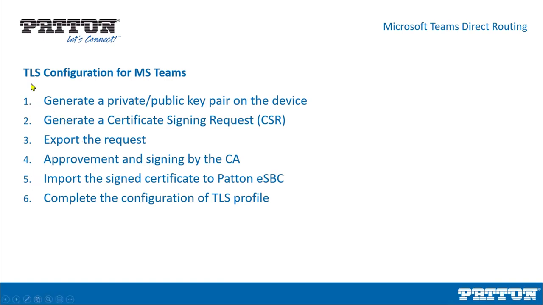Here are the topics we will cover. Generate the private-public key pair on the device. Then we will generate a certificate signing request, or CSR, and after that, in the third step, we will export this request. And then we'll send it for approval and signing by the Certificate Authority, also known as the CA. The fifth step will be the import of the signed certificate that we have received from the CA to our Patent SBC. And finally, we will have to link this certificate to the TLS profile on our SIP gateway for Microsoft Teams.